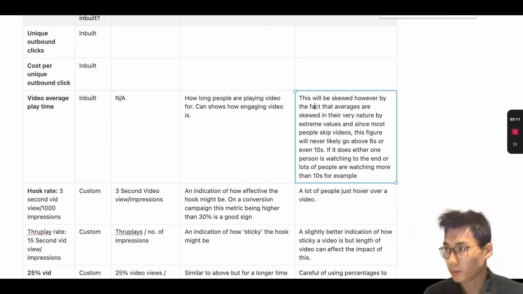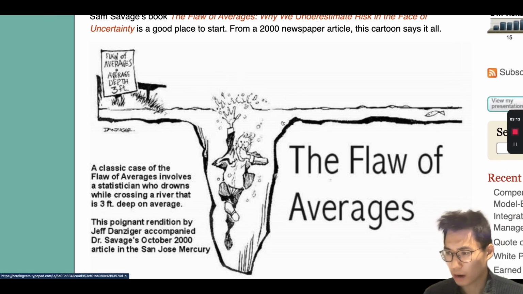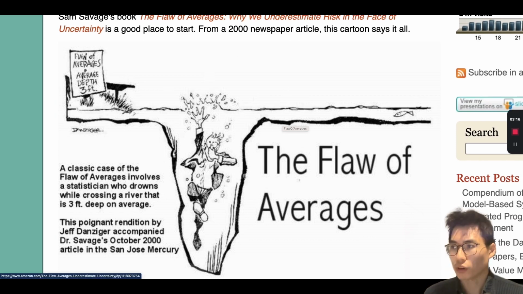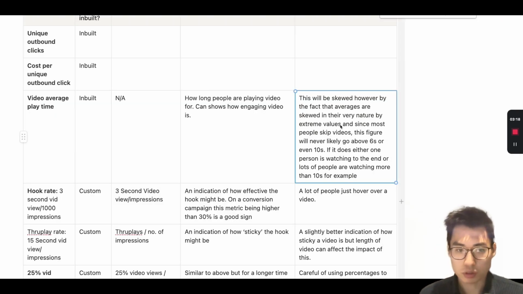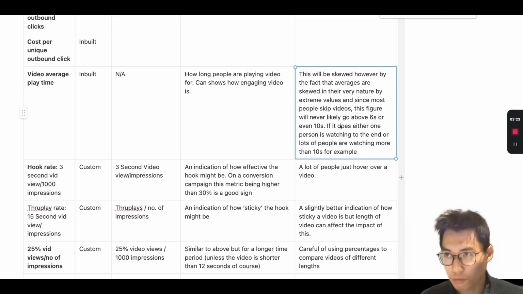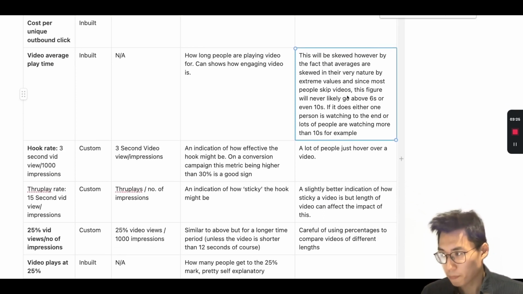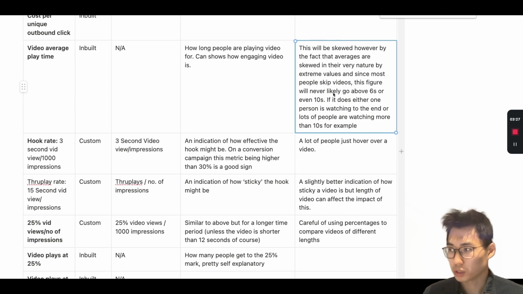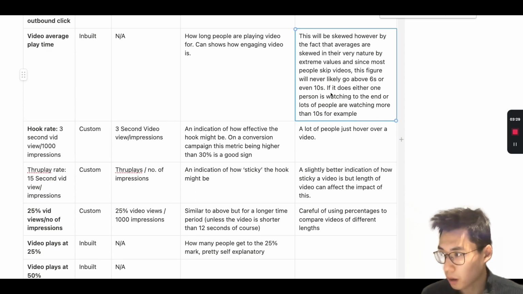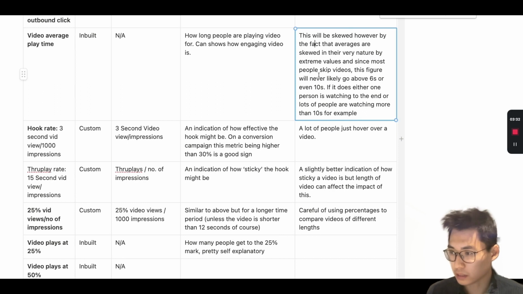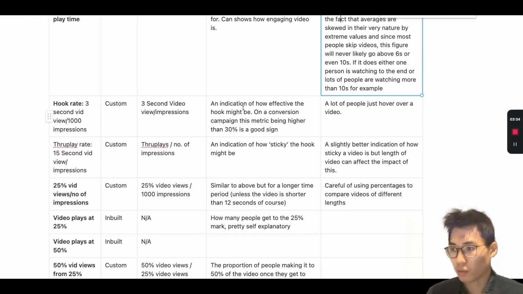And I've got a little infographic that shows the problem of averages. The vast majority of people are never going to watch even the first second of a video. So even getting a number above 5 seconds is quite impressive, because the vast majority of people are going to be watching 0 seconds, scrolling straight past. So if you can get above 5 seconds, that's going to be a good indication of how engaging a video is.